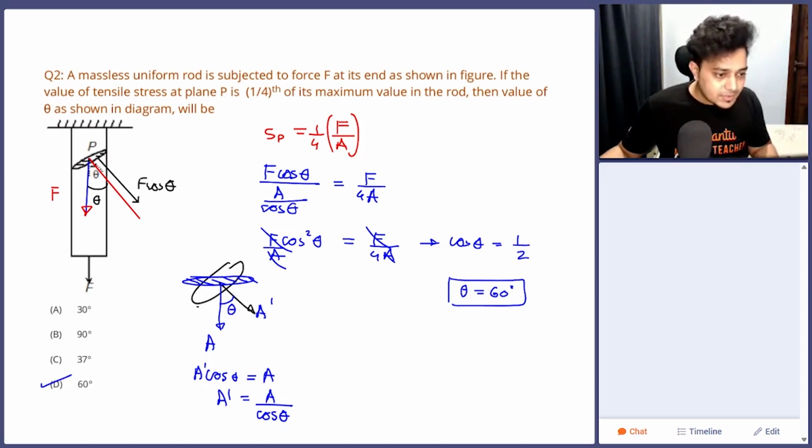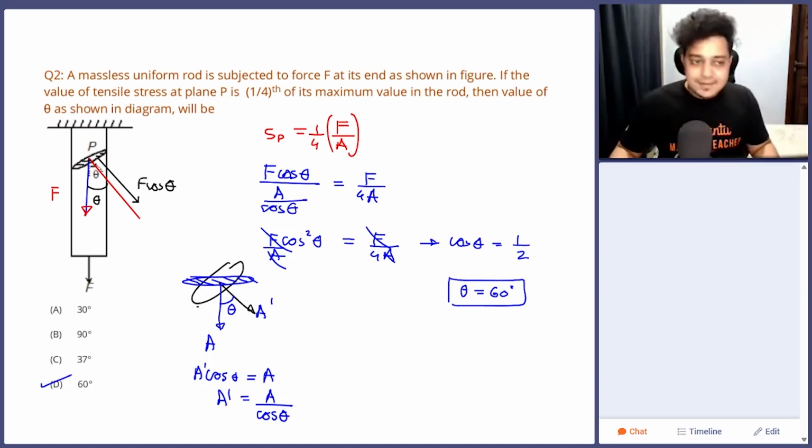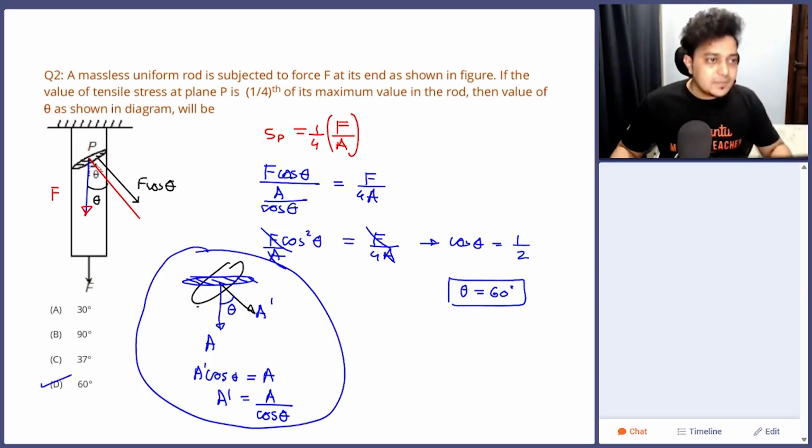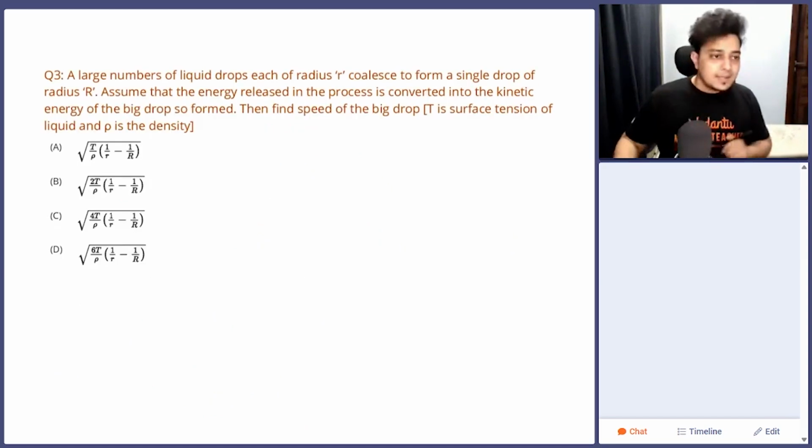The correct answer is option D. Clear? So this area part is the most important part of the question. Otherwise, the question is not that difficult. Let's move on to the next question.